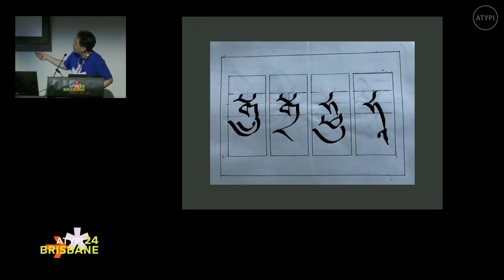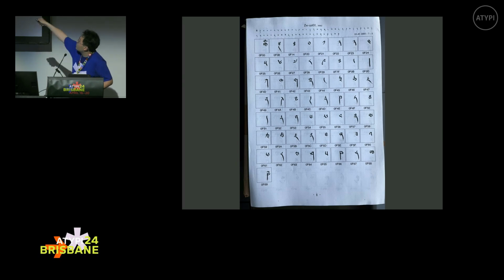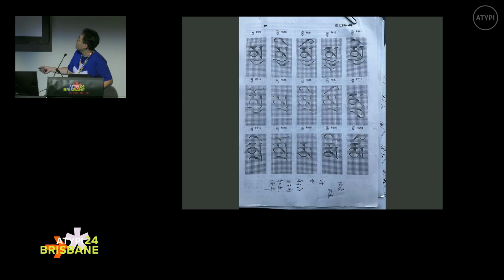So we redraw the Tibetan letter forms. You can see we made lots of matrices to get better rendering on the screen, and also a new encoding system for Tibetan, and also the dot matrix system.